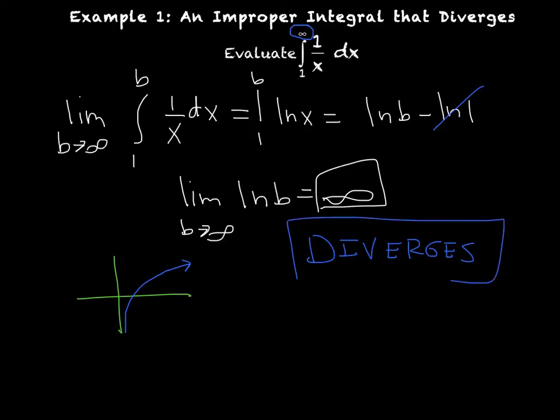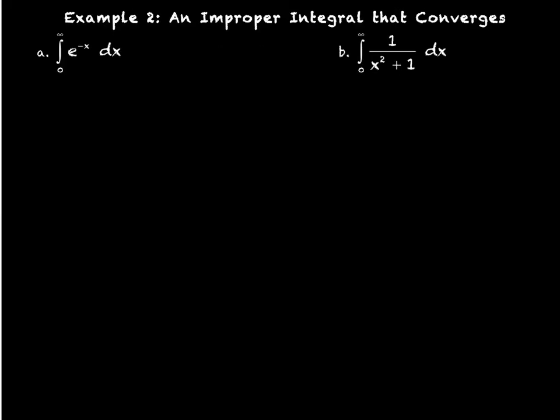All right, we're going to do the next problem now. Once again, we are going to evaluate the integral from 0 to infinity of e to the negative x dx. We will start by once again turning this into a limit problem. So we're going to evaluate from 0 to b, and let b approach infinity, of e to the negative x dx.